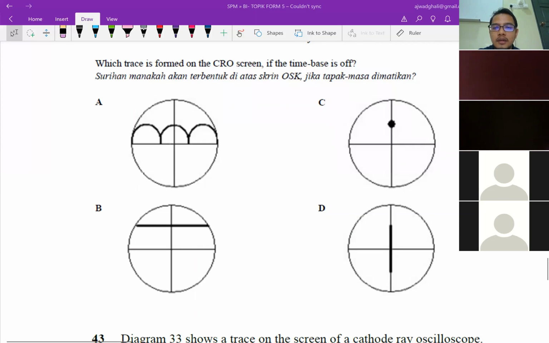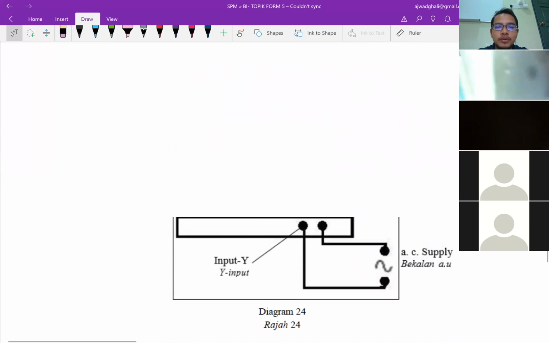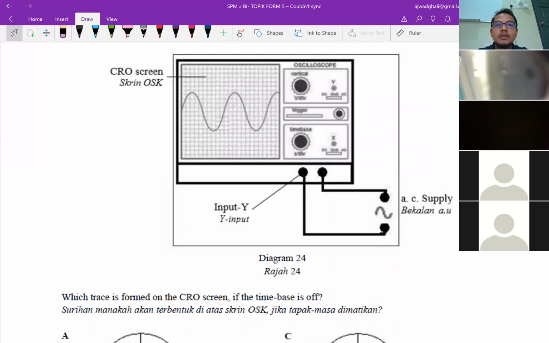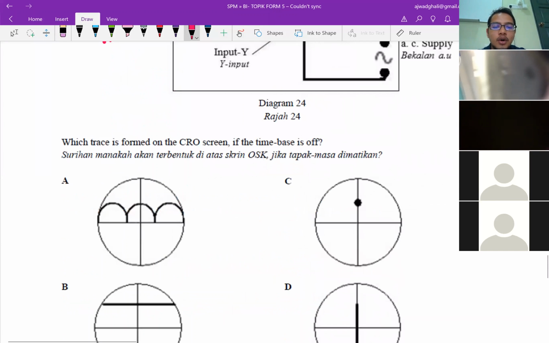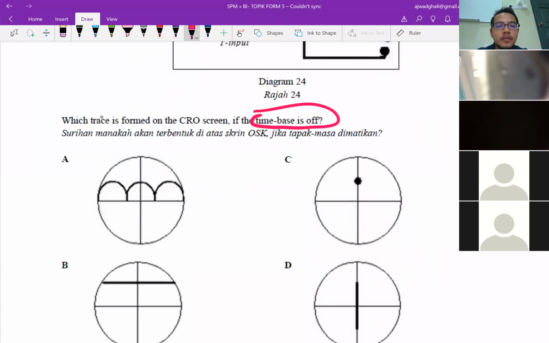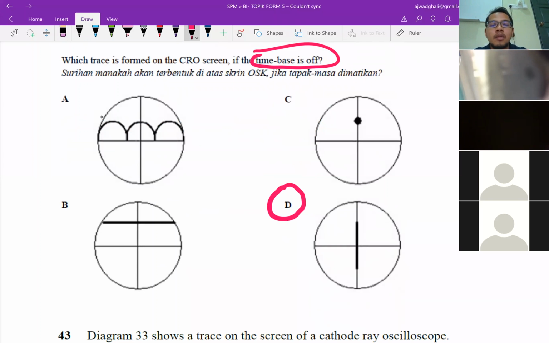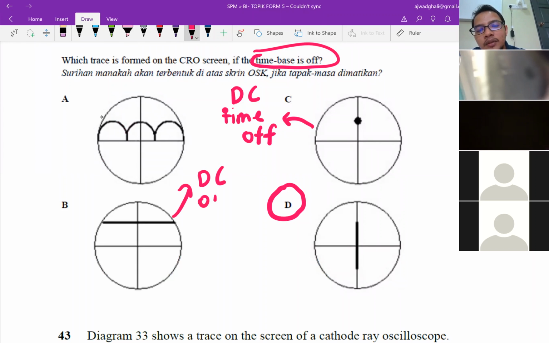Okay, everyone agreed D. Christina said it's C. So looking back at the question, you have this output. This output is for an alternating current because it's sinusoidal and the time base is on. The question asks which trace is formed if the time base is off. So if the time base is off, the answer will be D. C is a direct current with time base off. B is also a DC but the time base is on.